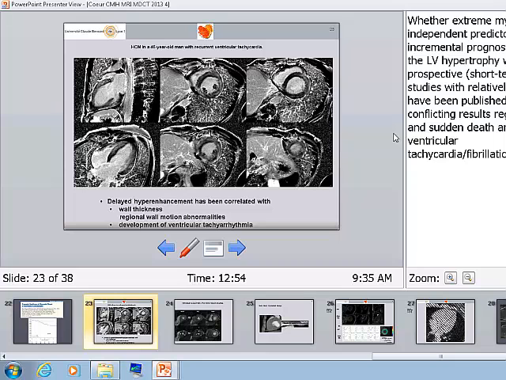There were 4 prospective short-term outcome studies with relatively small numbers of HCM patients that have been published and that have demonstrated conflicting results regarding the relationship between gadolinium enhancement, sudden death, and appropriate therapy for ventricular tachycardia or fibrillation. This is a patient where you can see this gadolinium enhancement, patchy in the inferior wall, the lateral wall, and the anterior wall of the myocardium.